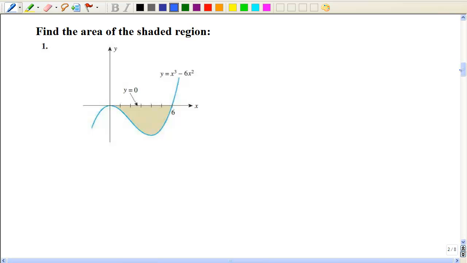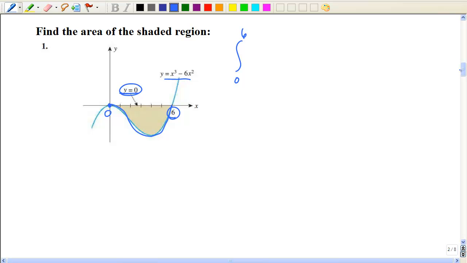Now notice that we have the curve x cubed minus 6x squared, and we have the line y equals 0. All right, and they intersect when x is 0 and when x is 6. So the first question is which function is on top? Well, obviously this one. So we want to set up our integral.